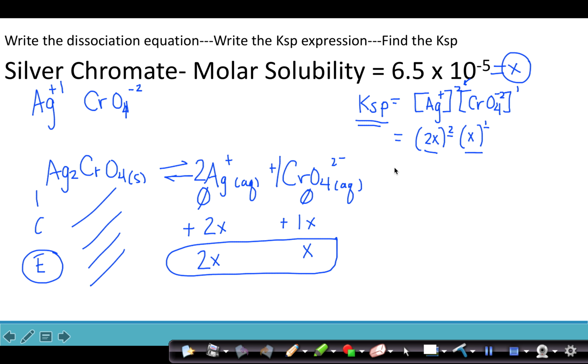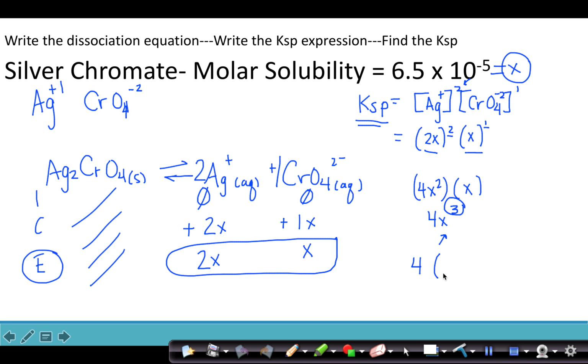My x is equal to my molar solubility, so I can either combine this and then plug it in, or I can do 2 times, or I can do my 4x squared times x and just plug in the x in these two places, or I can combine it to 4x cubed and then plug in my x here. But either way, just be very careful with your plugging in on the calculator. Remember your order of operations, that we have to cube the x before we multiply by the 4, otherwise it's not going to come out right.